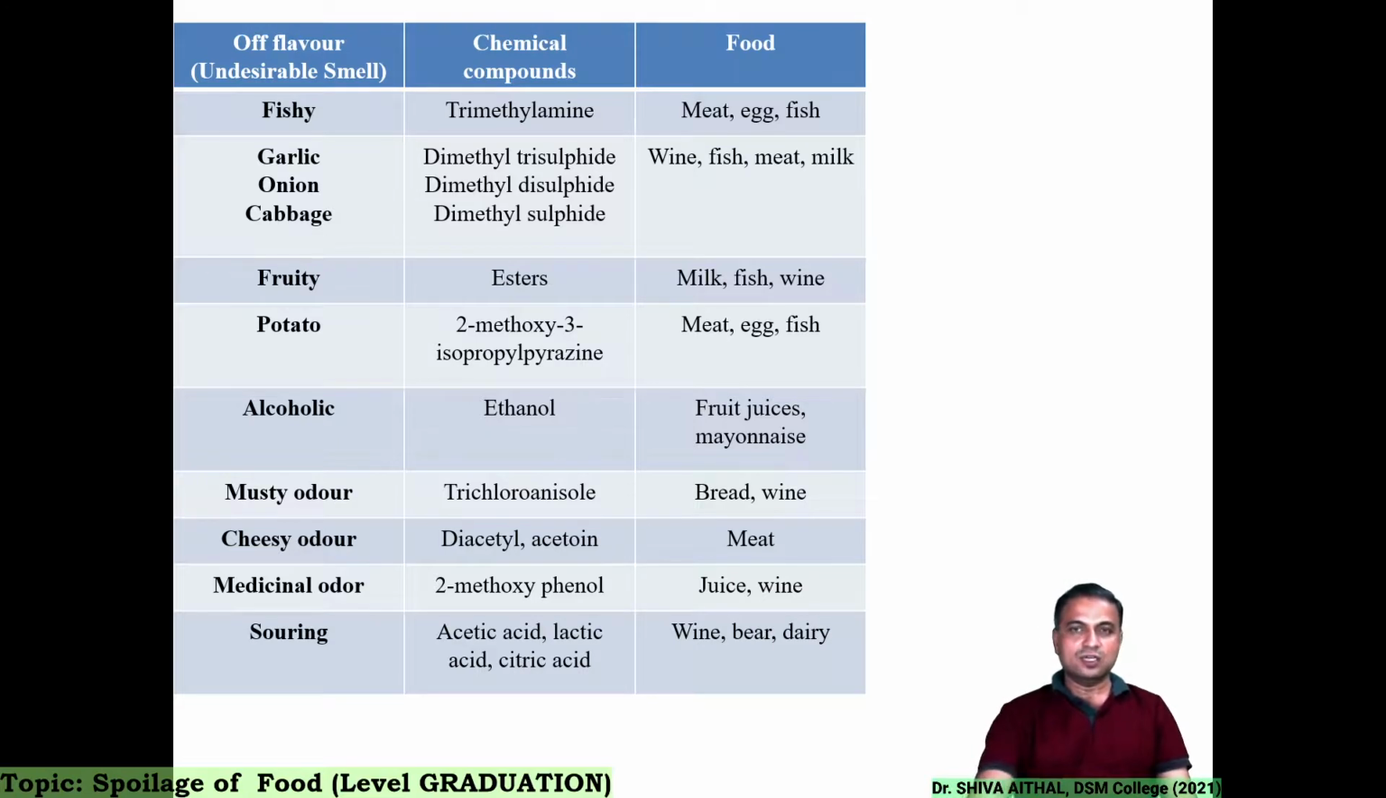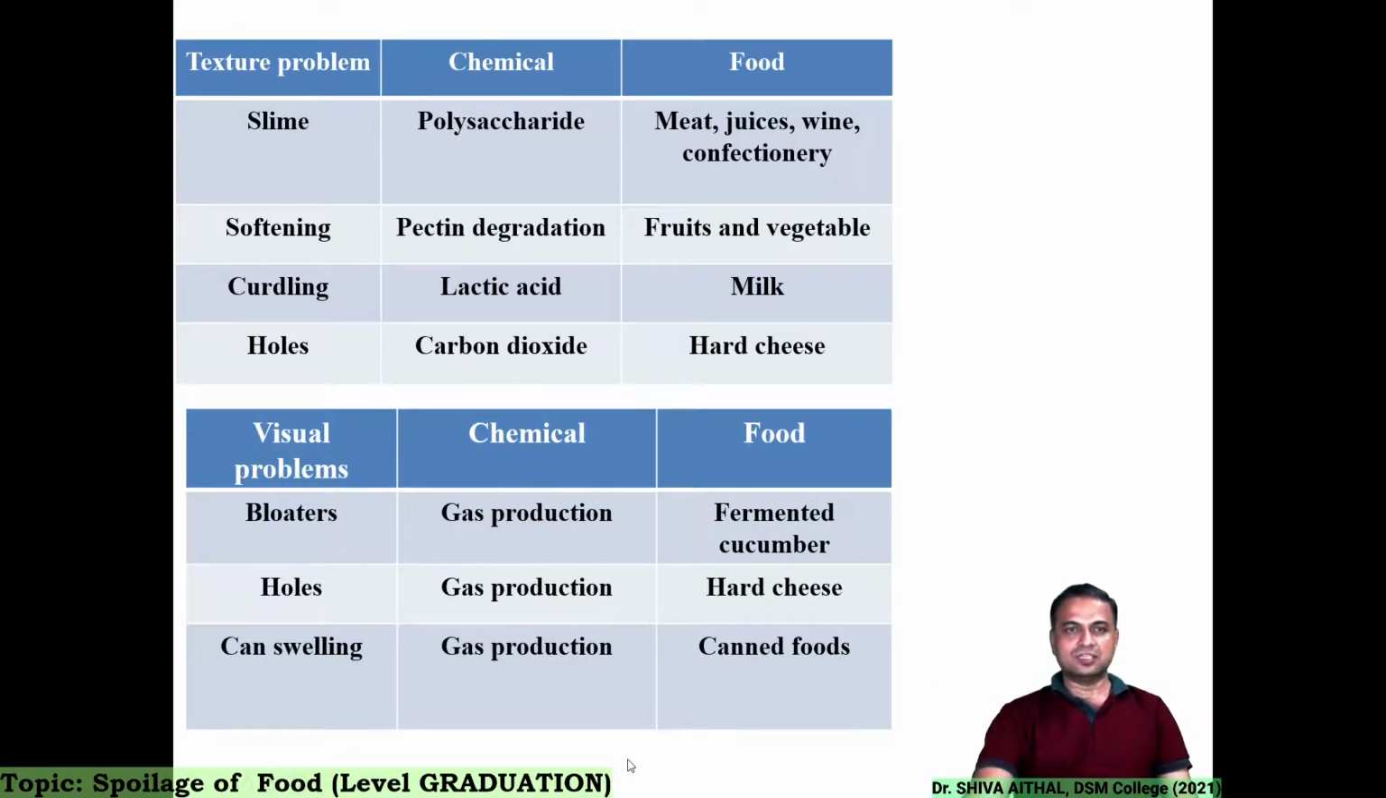Then souring of any food, that is purely due to the acetic acid, lactic acid and citric acid. Acids are produced, organic acids are produced. Citric acid is sour, so citric acid is produced, lactic acid is produced, and it is a very common phenomenon in wine, beer and dairy industry.